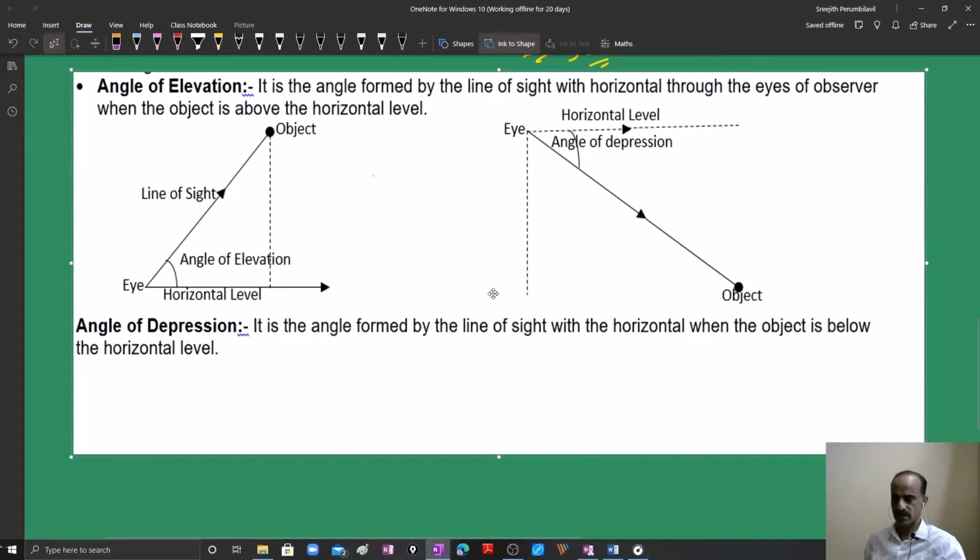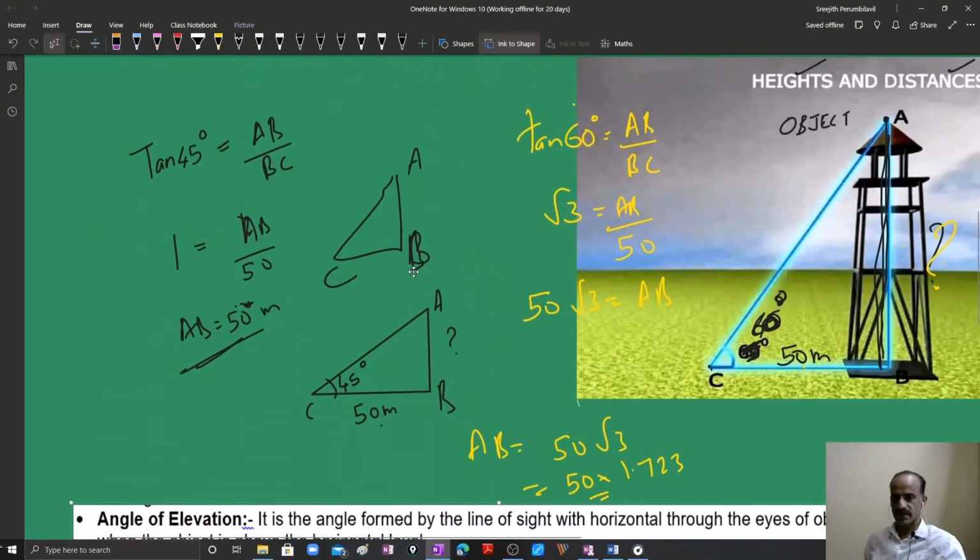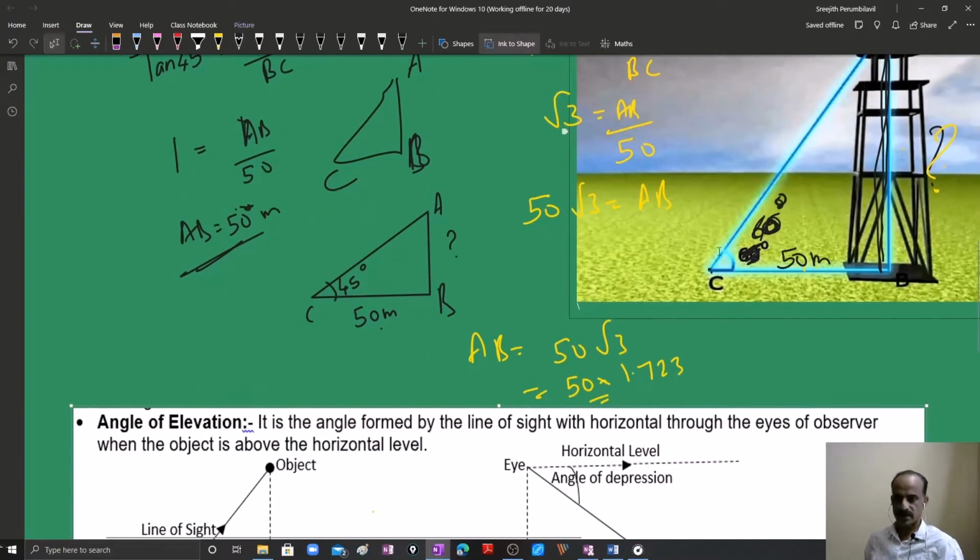Oh my god, what is it? It's just this thing. Suppose imagine that you are the observer here. You are standing here, just standing here. Just imagine that you are standing here, or on the ground, right?